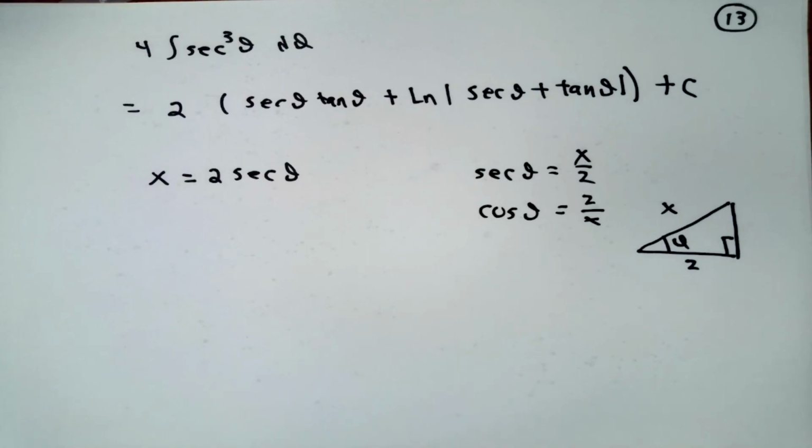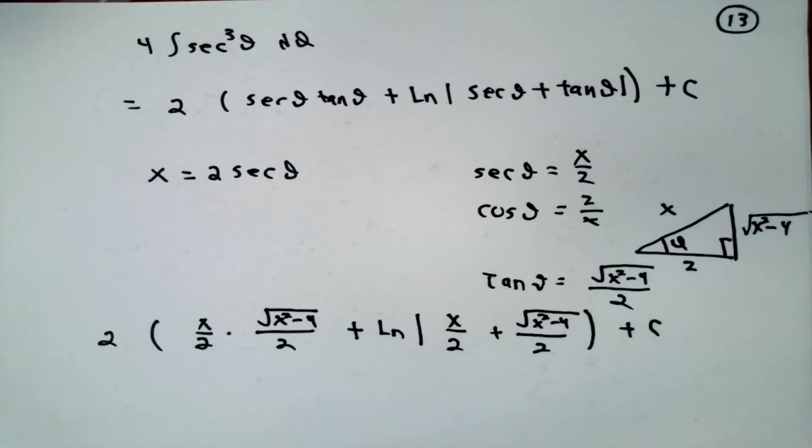Using the fact that secant of theta is x over 2, cosine of theta is 2 over x. Drawing the familiar right triangle, the third side is easy to figure out. X squared is 4 plus the third side squared. The third side squared is x squared minus 4. The third side must be square root of x squared minus 4. Except for algebraic simplifications, this is our answer in the case where x is bigger than or equal to 2. When x is less than or equal to negative 2, I just have to put a negative sign on this. This is the third of our 3 different types of trig substitutions.